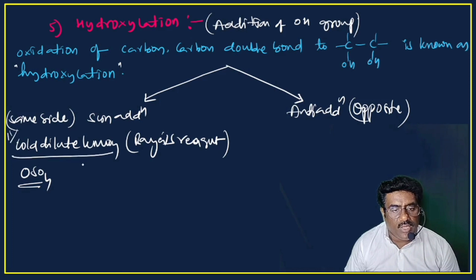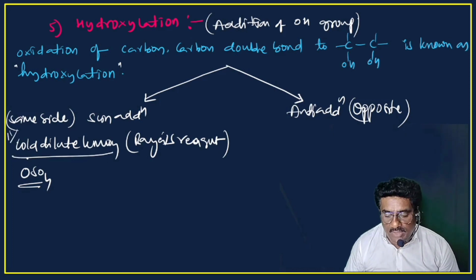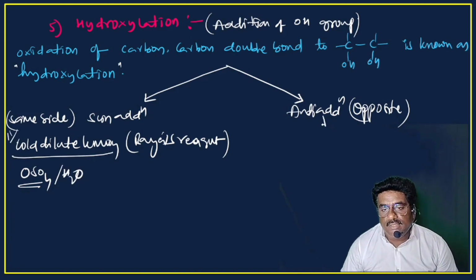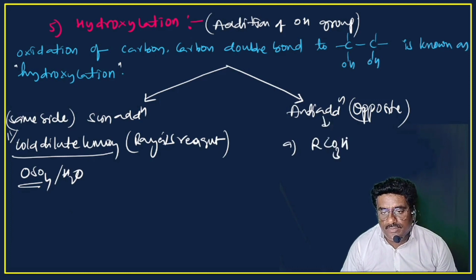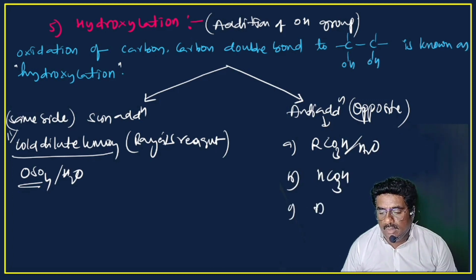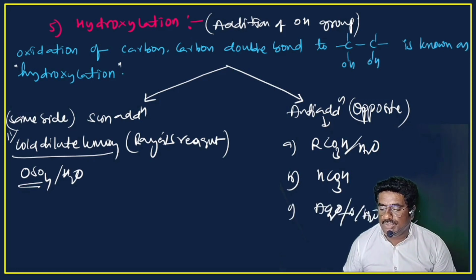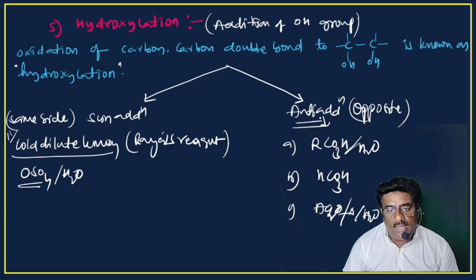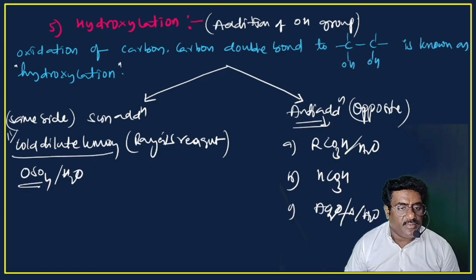Cold dilute 1% KMnO4 Bayer's reagent, osmium tetroxide, OsO4 in H2O. Anti addition is with RCO3H peracid in H2O. H2O means aqueous. And Ag2O, silver oxide, with heating in aqueous solution, is also possible for anti addition. I am taking an example.